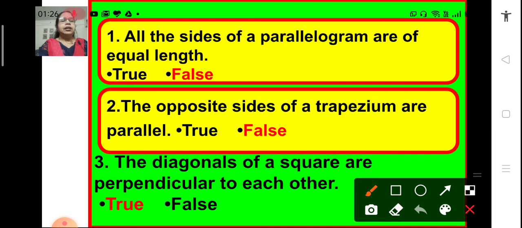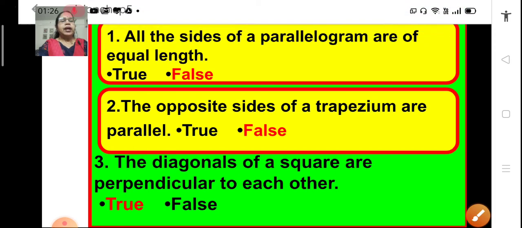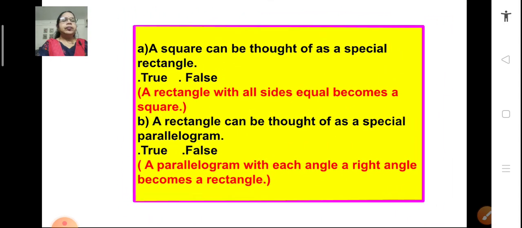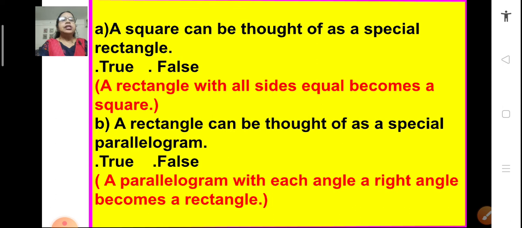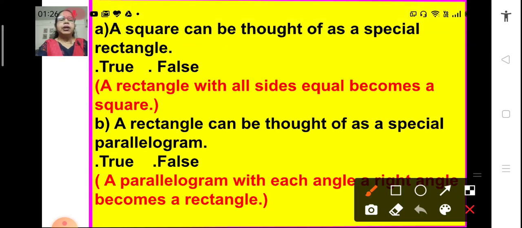Then the diagonals of a square are perpendicular to each other. Yes, it is true, because we know that diagonals of a square are perpendicular to each other and they are equal. Next question, a square can be thought of as a special rectangle. Yes, it is true, because a rectangle when has all the sides equal then it becomes a square.